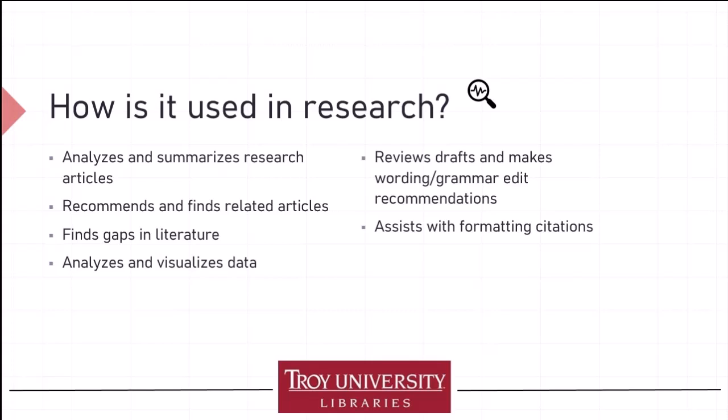So as this is a library presentation, I wanted to narrow in on how Gen AI is being used in research. These are just some of the ways it's being used. It's analyzing and summarizing research articles so you can quickly pinpoint if that article is going to be relevant to your research or not. It recommends and finds related articles. It can help find gaps in literature. It helps to analyze and visualize data. It reviews drafts and makes wording, grammar recommendations, and then it can assist with formatting citations.